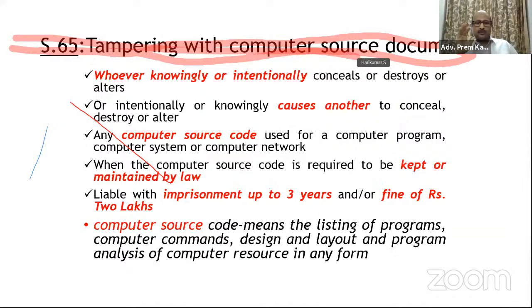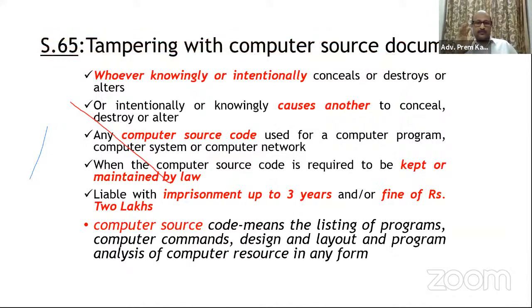Computer source code means a listing of programs, computer commands, design and layout, and program analysis of a computer resource in any form. In other words, if we need to see a physical form of a source code, go to any of the sites and click on the extreme right, where you will see a small arrow pointing down. Click the arrow, right click, and you will see view source code. If you click that, you could see the source code.